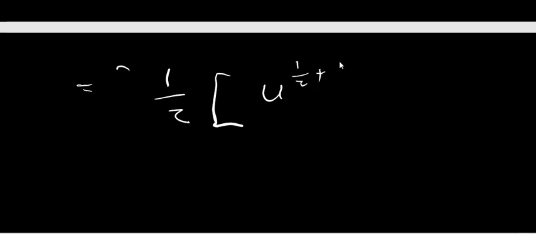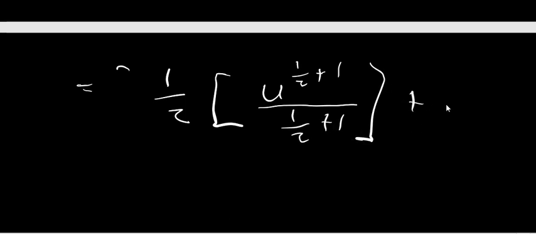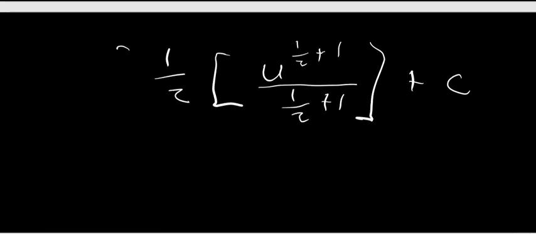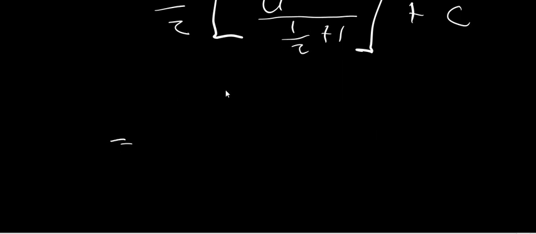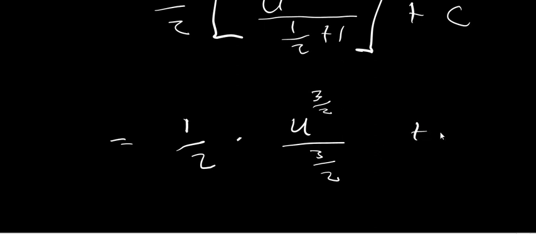After doing that, you know that to find the integration of u, you are going to add one to the power. So what we are now having is half, then u to the power half plus 1, over half plus 1, plus c. When you simplify the expression on top, it's going to be 1 over 2 times u to the power 3 over 2, over 3 over 2, plus c.